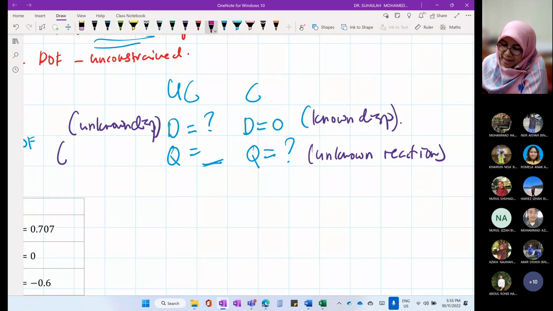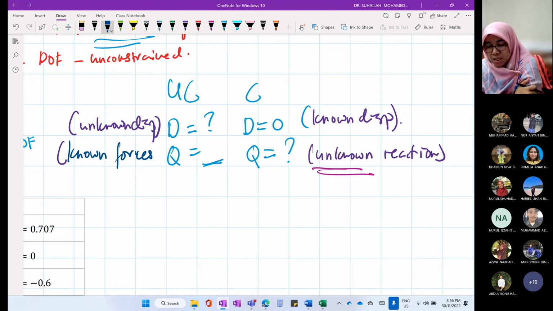Okay. Ini unknown lawan dia. Known. So this is known. Dia tak sebut reaction lah. Belah sini dia sebut known forces, because reaction also forces, right? Known forces. Okay, known Q. Known versus unknown. So yang ni condition ni kena always remember. Okay, bukan remember lah, yang ni memang you have to understand.